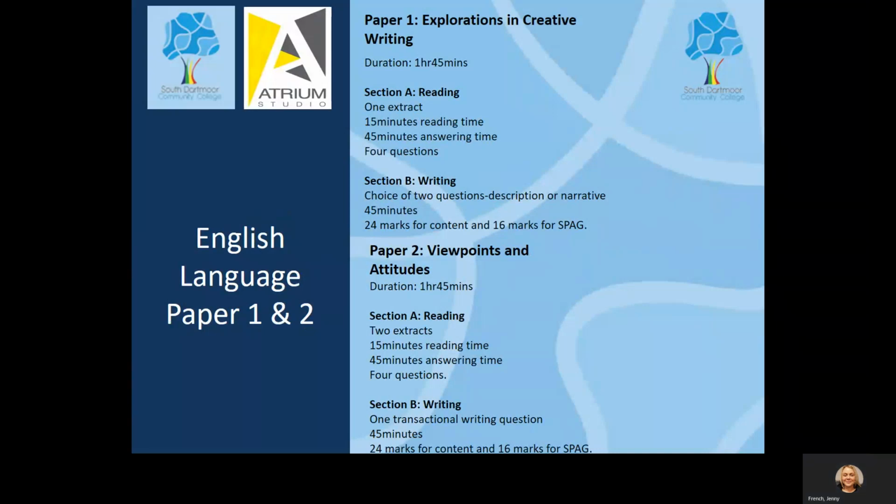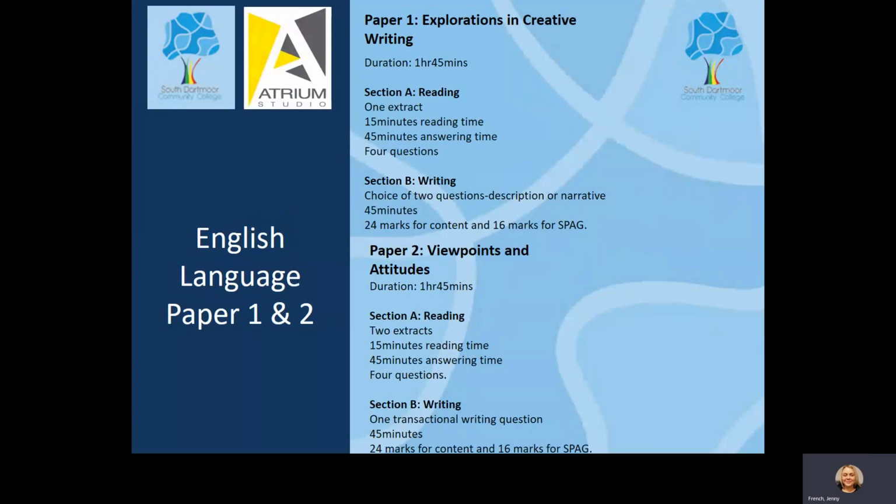Both papers are an hour and 45 minutes long, and both papers have a reading section and a writing section. Paper one for the creative writing will give them one extract based from a fiction novel. They will have 45 minutes and four questions. But what's most important is that they will have 15 minutes reading time at the start of this exam. And what is absolutely paramount for everybody to remember is that this 15 minutes reading time is exclusively meant to be for reading, highlighting and annotating the text. Students should not be writing in their answer booklets at this time.